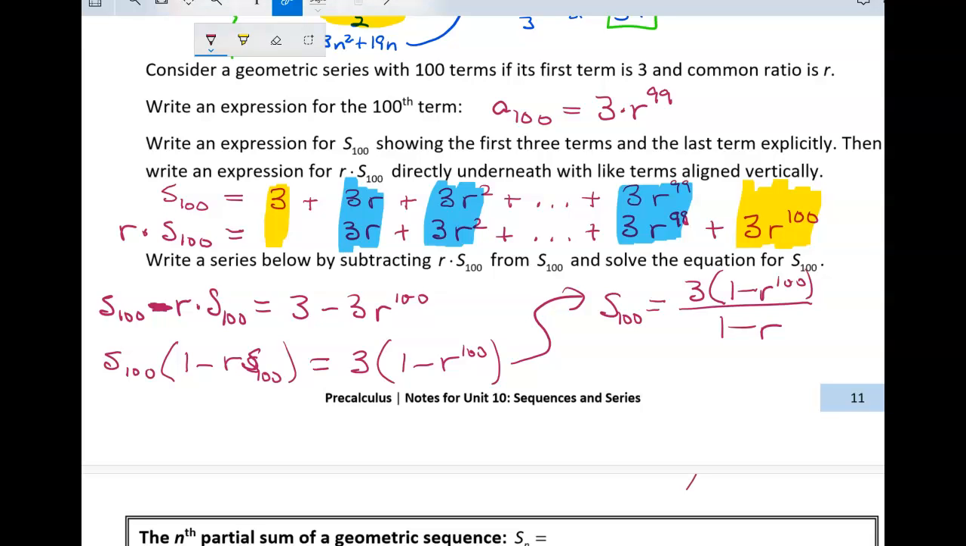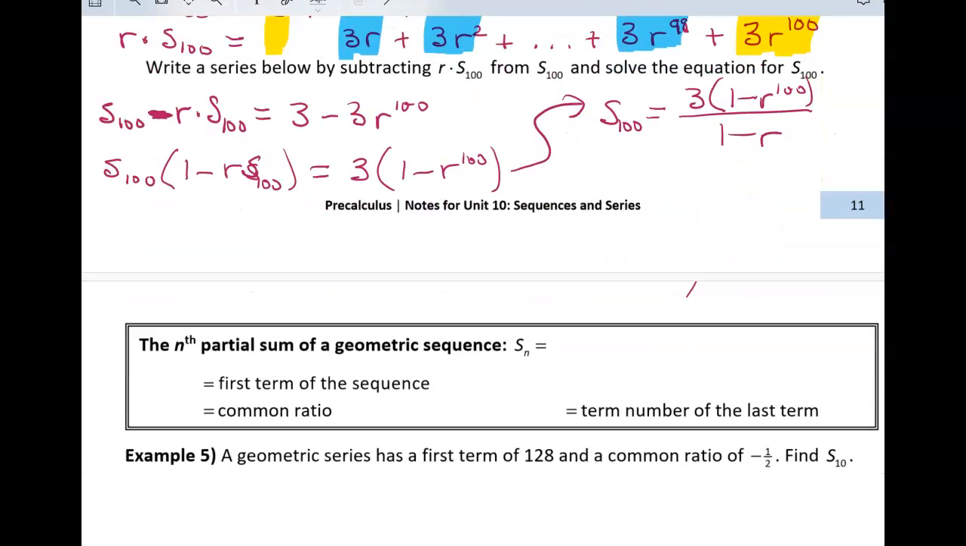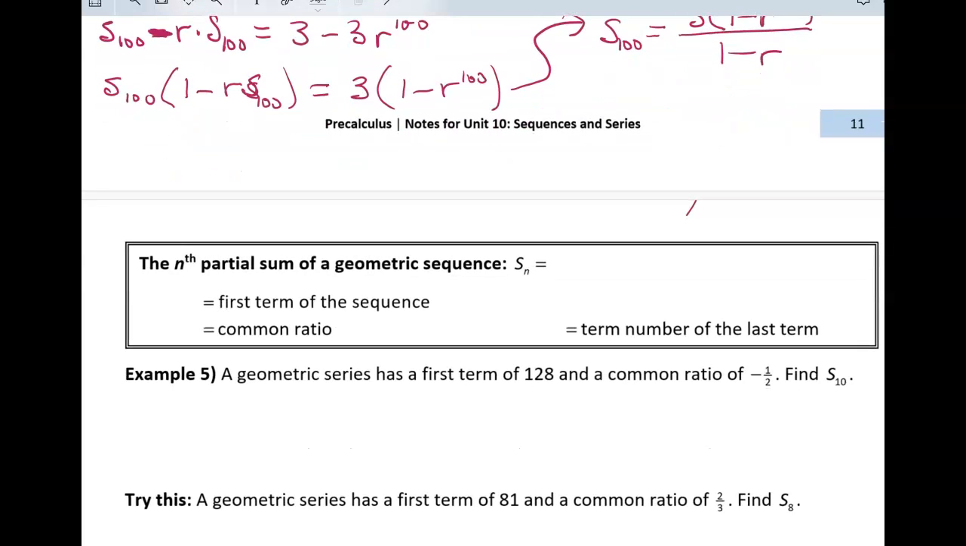And that suggests a partial sum formula for geometric series, which is s sub n equals a sub 1, the first term, times 1 minus r raised to the nth power over 1 minus r, where again a sub 1 is the first term, r is the common ratio, and n is the term number for the last term.